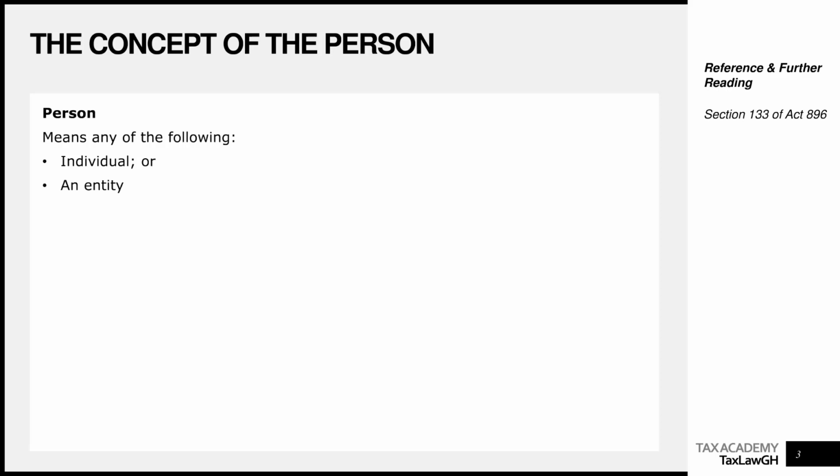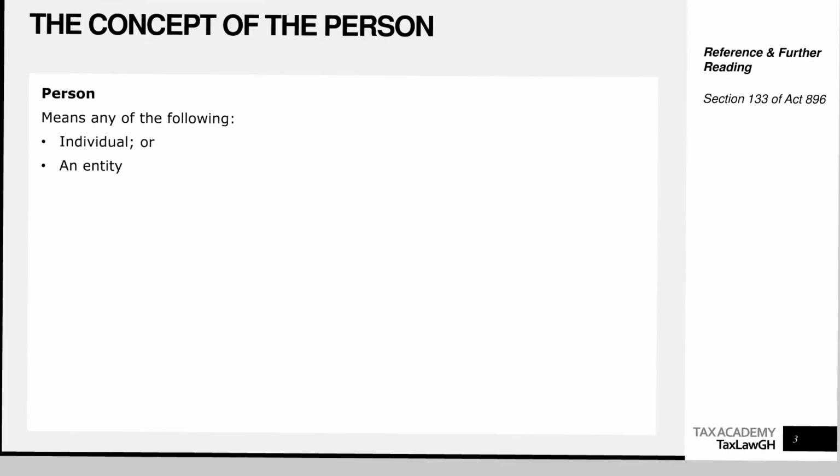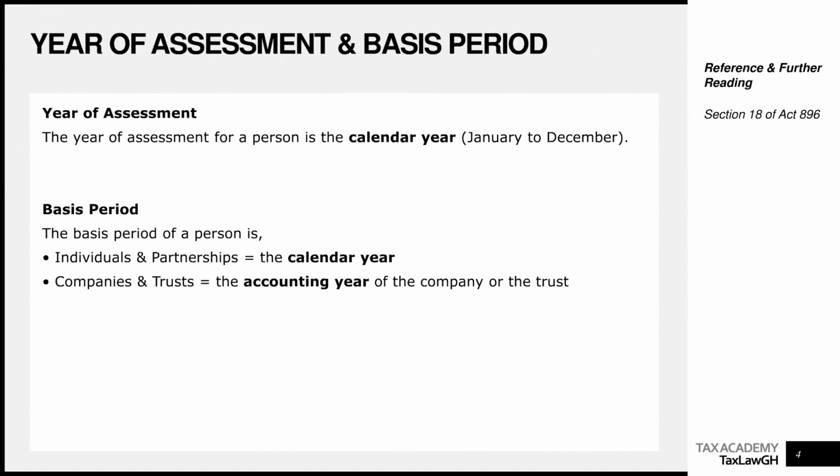I'll take this again. A person could mean an individual or an entity. You can find this in section 133 of Act 896. An entity could in turn mean a company, a partnership, or a trust. We'll look at all of those in subsequent sessions.